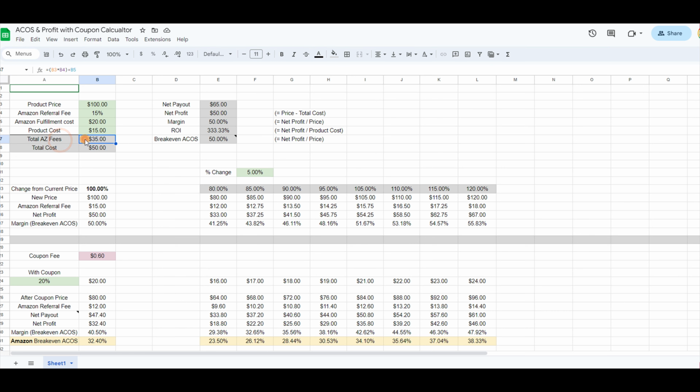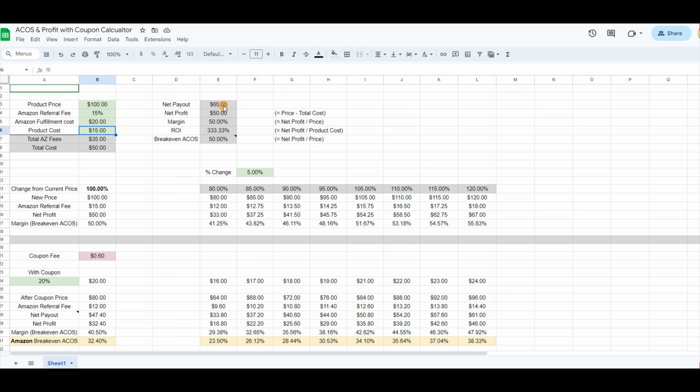So we have the total Amazon fees, which are basically these 2 fees together: this fee and $20 plus the 15%. Then we have the total cost, which is, for every product you sell, what's your total cost? Every product you sell for $100, your total cost is the 15% referral fee plus the fulfillment cost plus the product cost. In this case, it's exactly $50.